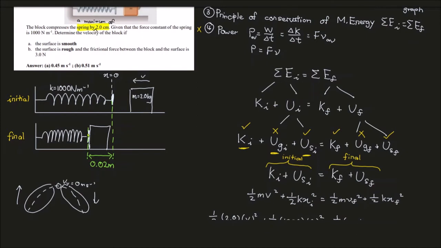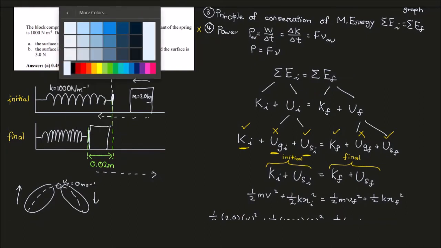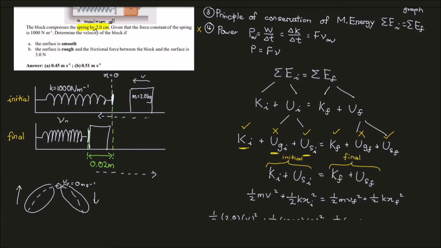Initially, it's moving to the left, but after final, it will be moving to the right. So there's a change of direction. When there's a change of direction in the middle of it, which for this case is the situation where the spring is compressed maximally, you will have final velocity of 0.